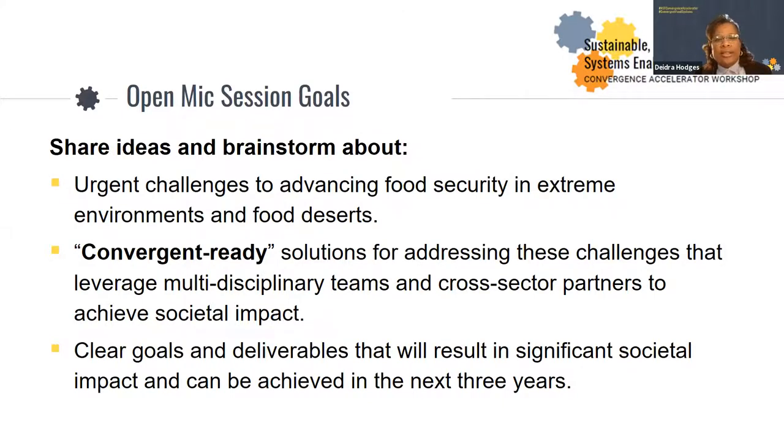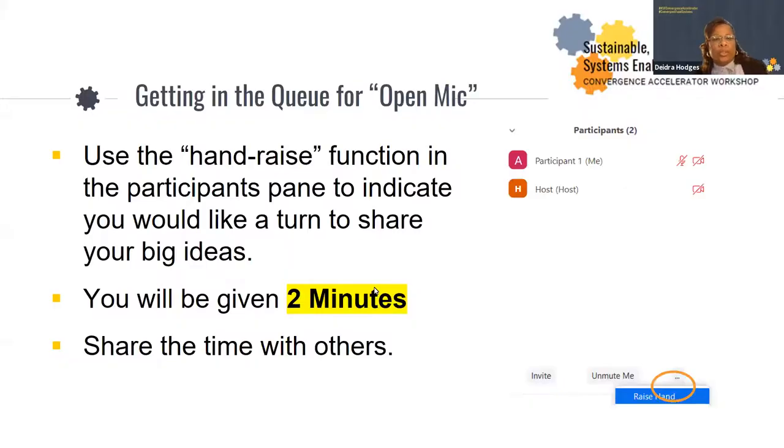We're going to share ideas and brainstorm about urgent challenges to advancing food security in extreme environments and food deserts, what you've heard so far from the talks earlier. Convergent ready solutions for addressing these challenges that leverage multidisciplinary teams and cross-sector partners to achieve societal impact. Clear goals and deliverables that will result in significant societal impact and what can be achieved in the next 3 years. So these are what we want you to think about, what we will be asking of you shortly with some of our brainstorming questions.